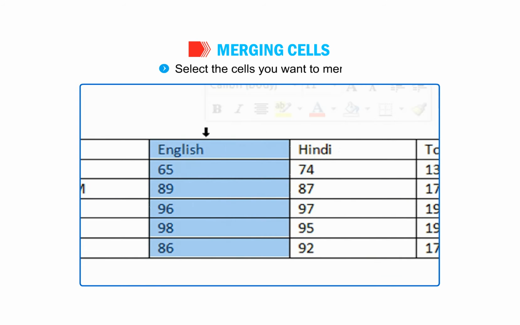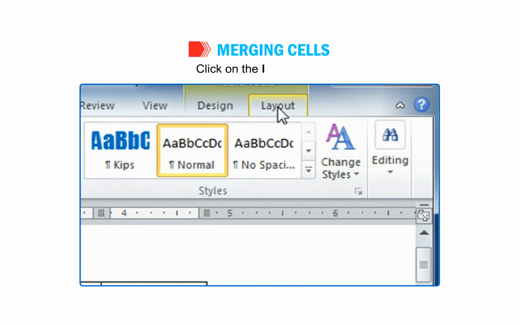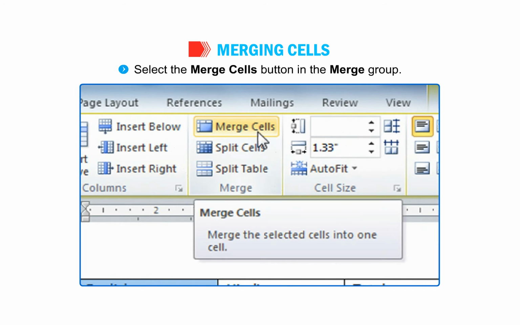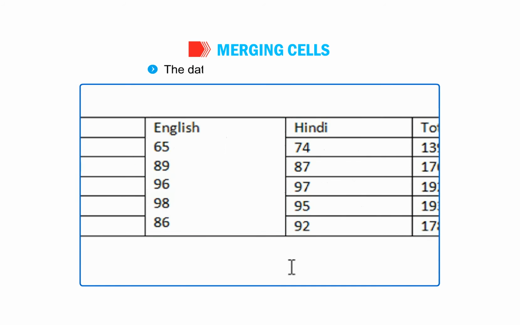Select the cells you want to merge. Click the Layout tab. Select the Merge Cells button in the Merge group. The data gets merged into a single cell.